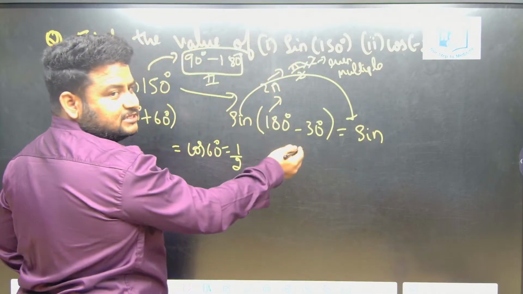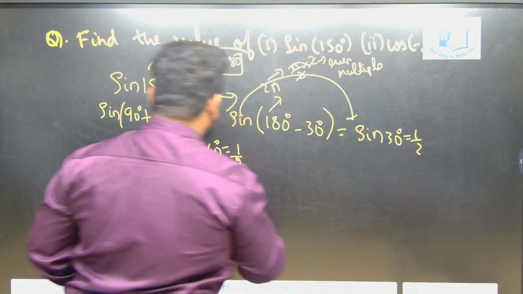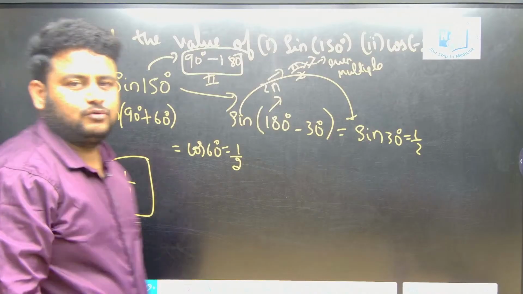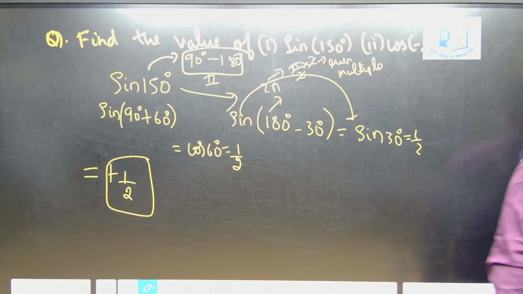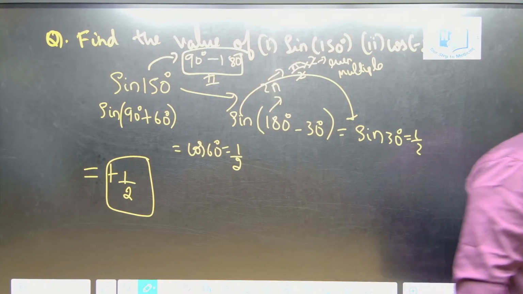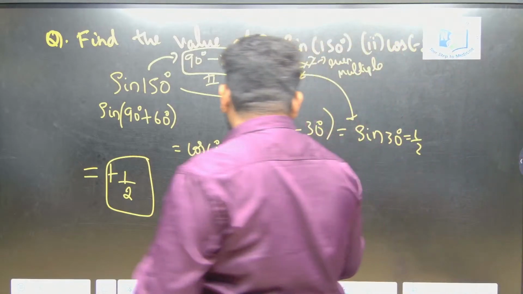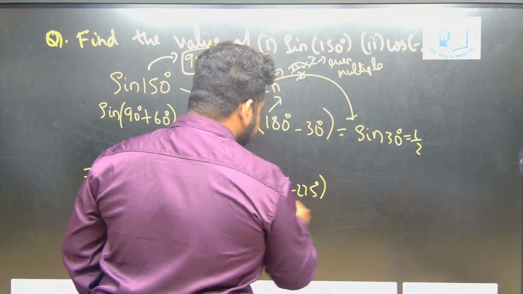So sine of 180 minus 30 will become sine 30. Sine 30, what is the value? 1 by 2. So we will get the answer as 1 by 2 again. Clear, friends? This is how we will be able to get the value of the function. Fine then. So cos minus 225 degree is the second question.